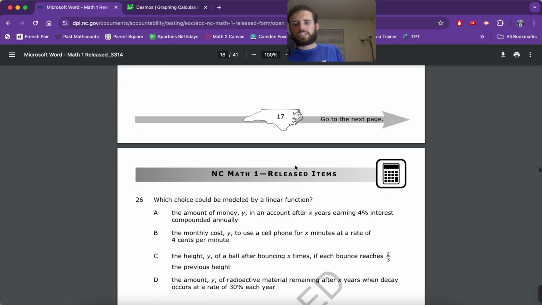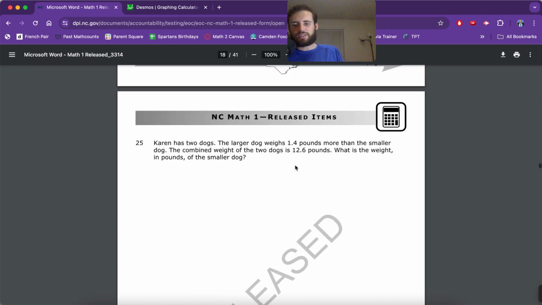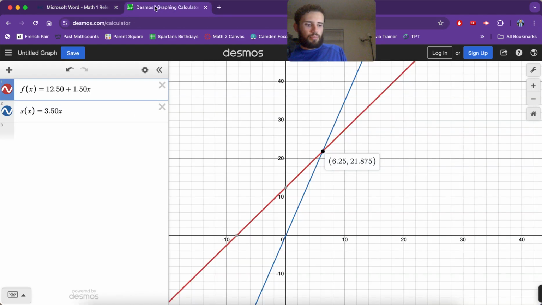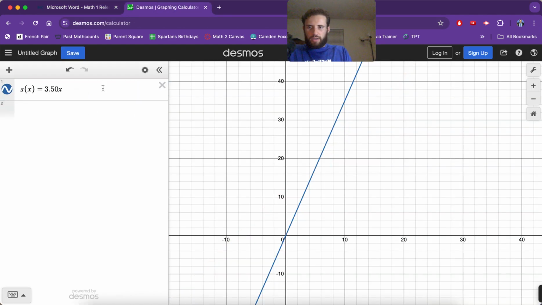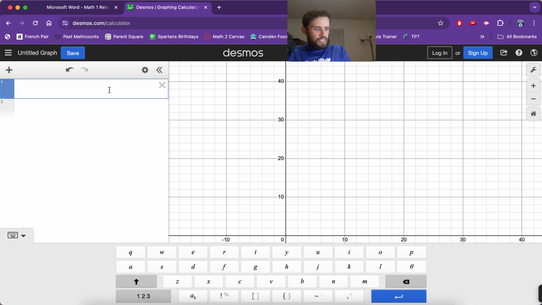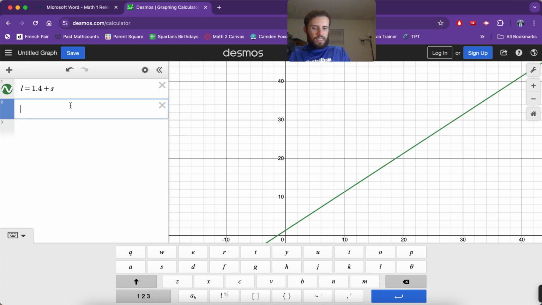Oh, wait, I forgot. It didn't really matter because it was pretty easy to do that system of equations, but you could also have written it like this. You could have just typed them into Desmos. You could have said L equals 1.4 plus S. Okay, so it's 1.4 bigger than the smaller dog. And L plus S equals 12.6.